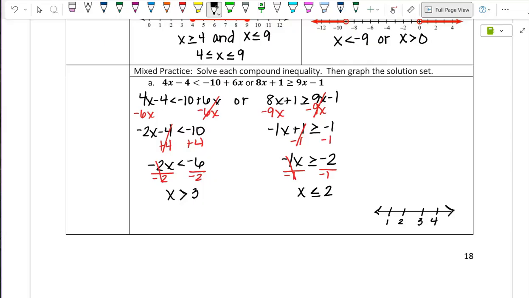These numbers are close together, makes it a little nicer. So I have an open circle at 3, shade to the right, closed circle at 2, shade to the left. And it's what I expected. An OR problem should be going away from each other. I should have two different parts because I only need one of them to be true at a time.